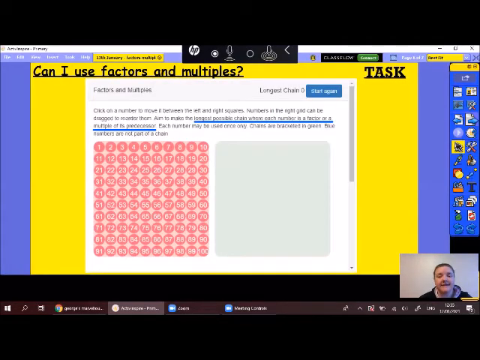Today's task is a factors and multiples challenge. I've included the link to this on Google Classroom, and I've also put it in the message to your parents with the links to these videos. And what you need to do is gradually move over all of these numbers into the empty square one by one, but you can only move them over if they're a factor or a multiple of the number before it. And you have to try and make the longest chain you possibly can. Now that sounds really complicated, but let's try it.